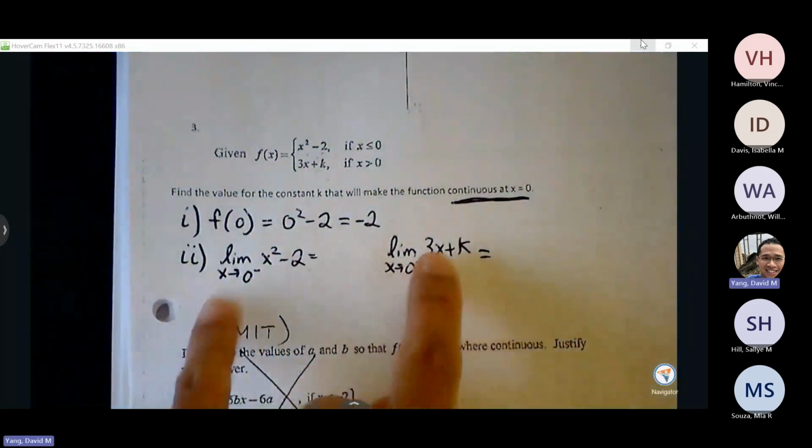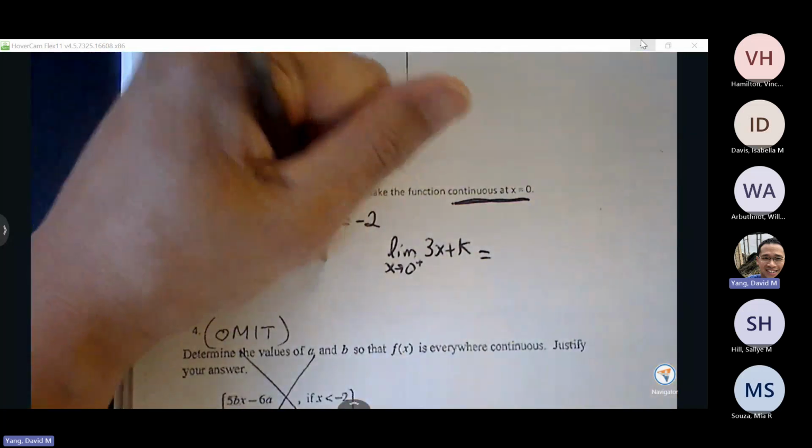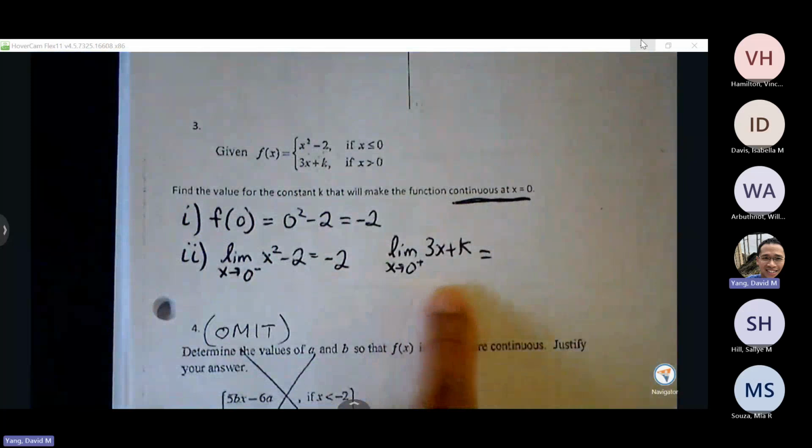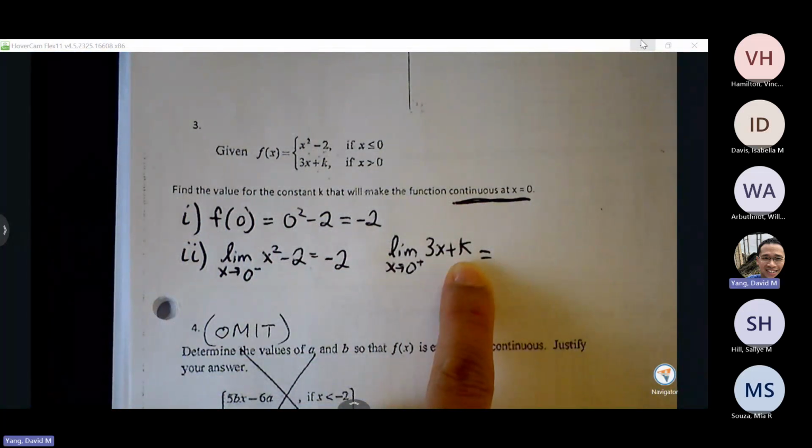Okay, so we do our one-sided limit. We just plug in 0 for both. So here we get 0 minus 2, which is still -2. This side, what do we get? 0 plus k, which is k.